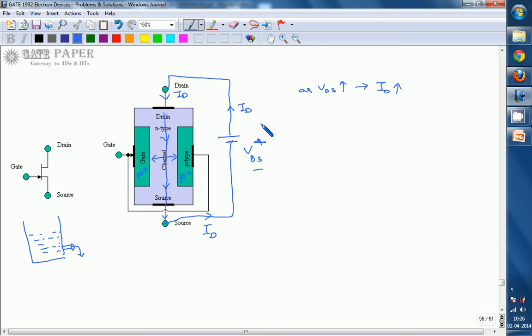Pinch off voltage is indicated as VP. With respect to drain to source voltage, it is defined as the minimum amount of drain to source voltage at which drain current becomes constant, for VGS equal to 0 volts. Because for JFET we can apply VGS as negative in case of N channel.